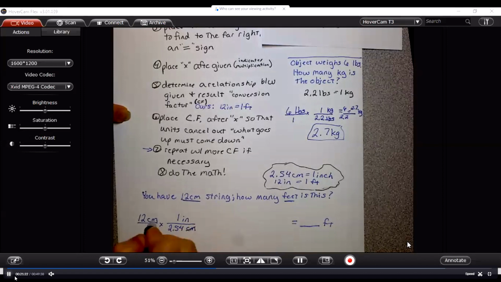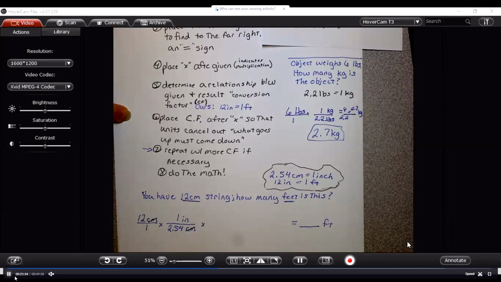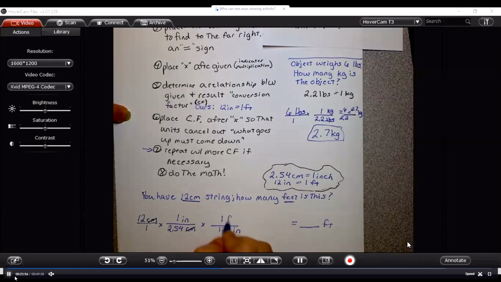So we're going to be able to cancel out our centimeters, but we're not there yet because we have inches on top instead of feet. So we have at least one more step that we need to go through. So we're going to put another X for multiplication again. And we're going to have another conversion factor here. The relationship between inches and feet is 12 inches equals 1 foot. We want our inches to cancel, so those have to go on bottom. So we'll have 12 inches on bottom and 1 foot on top. So now we should be able to cancel out our inches, and we have feet on top where we want them.